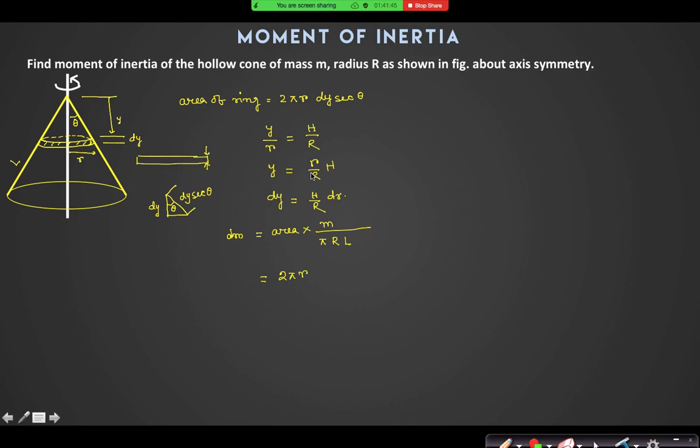Area is 2 pi r into dy sec theta. Dy is h by r dr, into m divided by pi r L. Look, pi gets cancelled out. So that is 2h sec theta into m divided by r square L into r dr. Have I got dm correct? Just check.